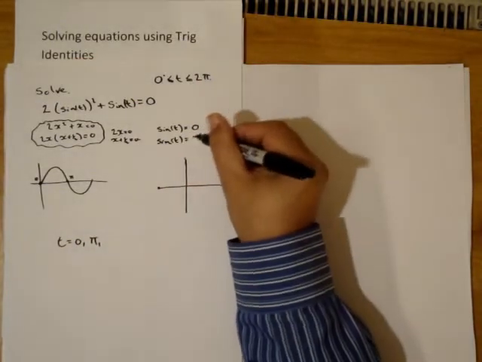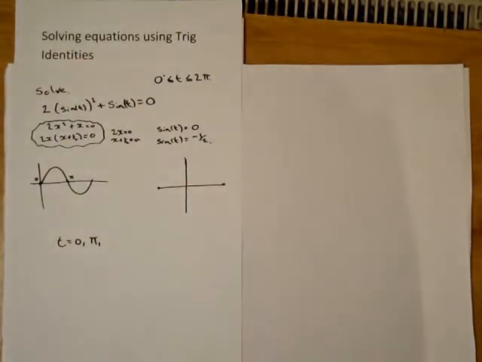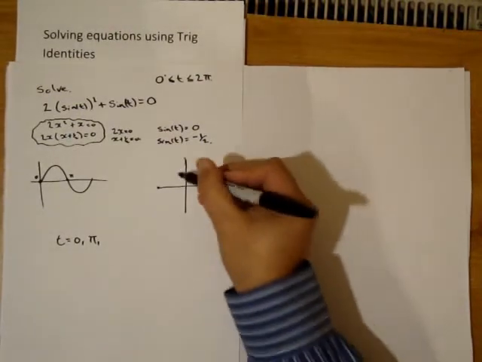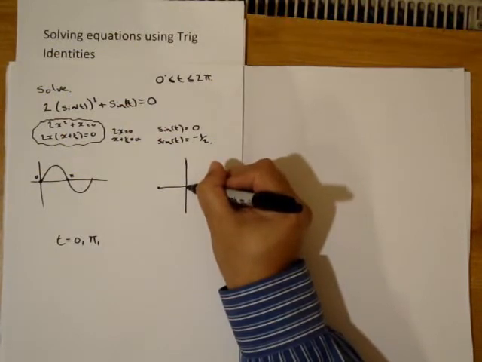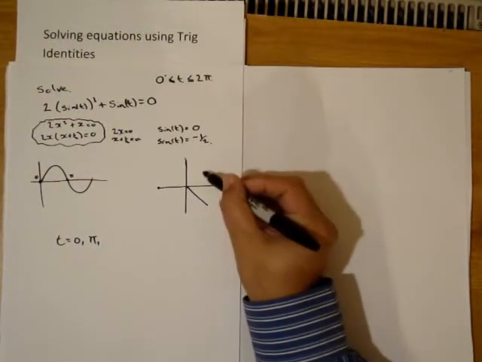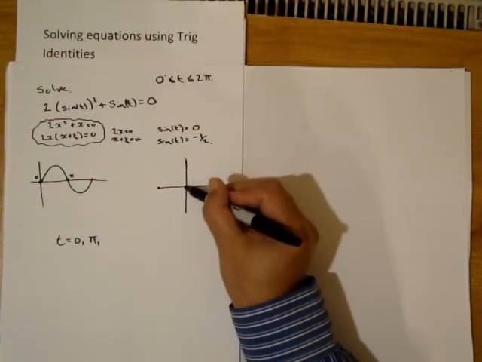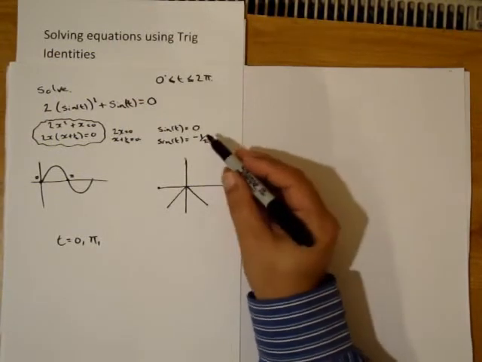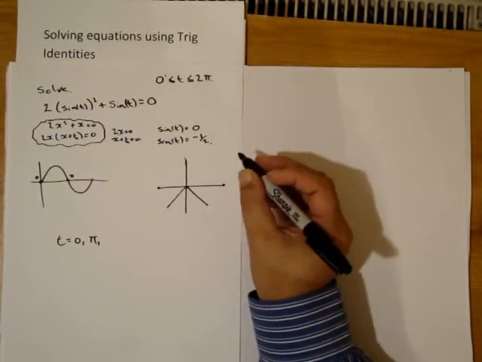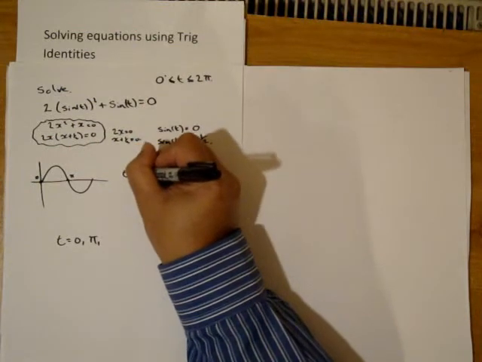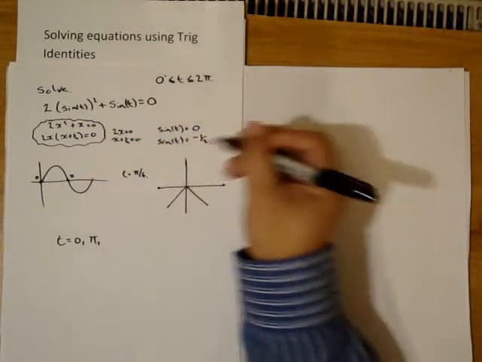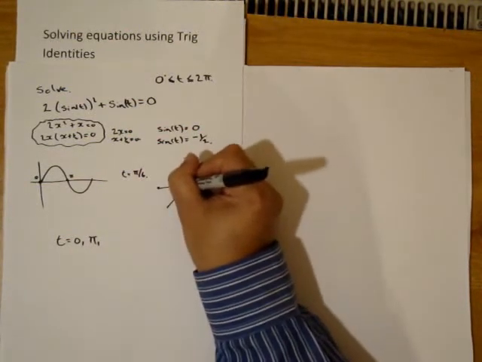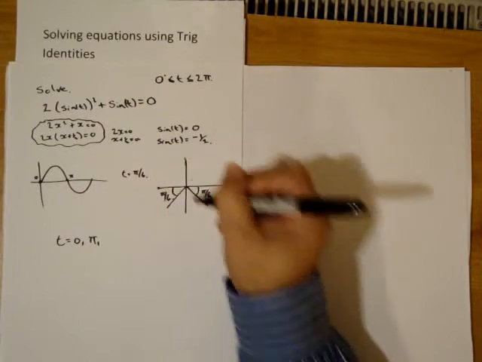Now what about when sine t equals minus a half? So sine is negative. Where in these quadrants is sine negative? Well, sine is positive in quadrant 1 where all are positive, and negative in quadrant 3 and quadrant 4. So when sine t equals minus a half, the reference angle is pi over 6. So this angle is pi over 6, and this angle is pi over 6.